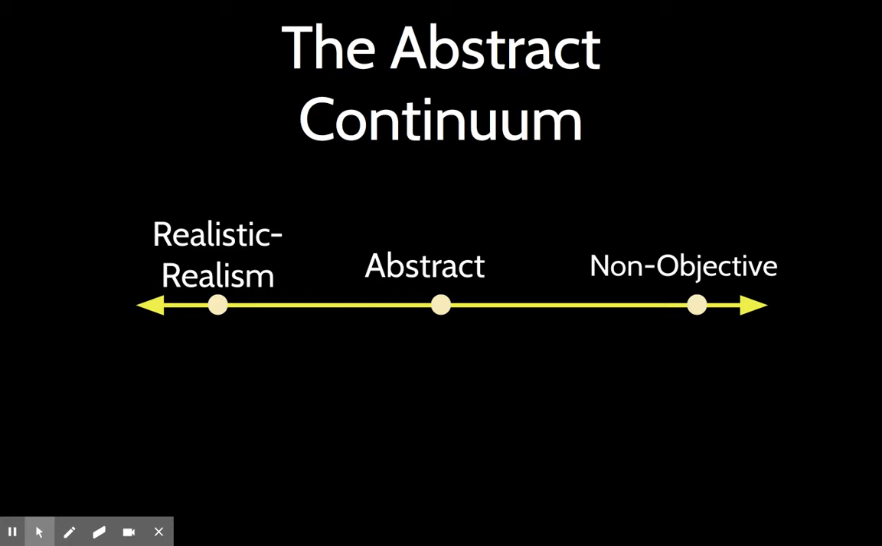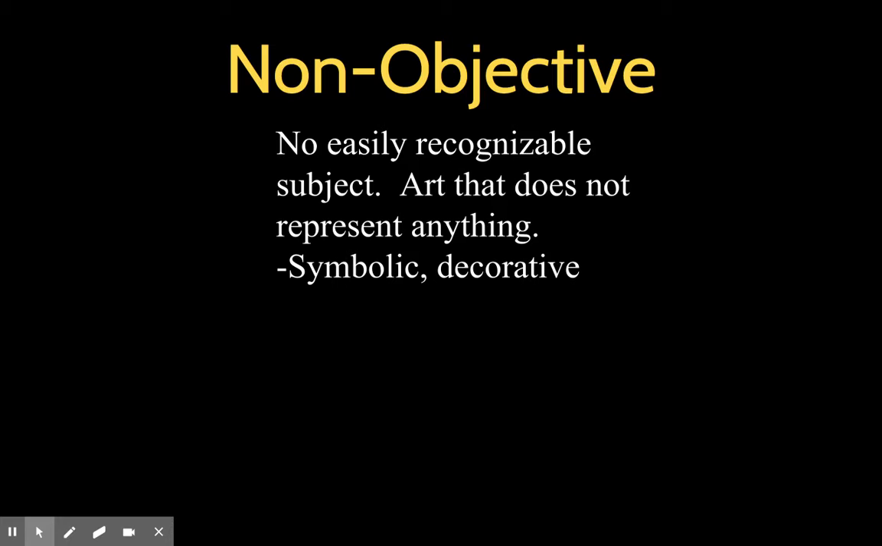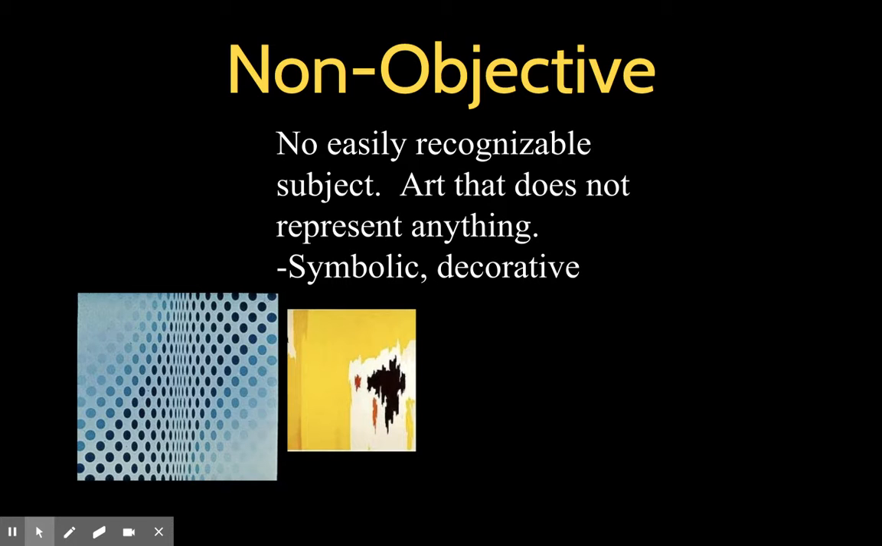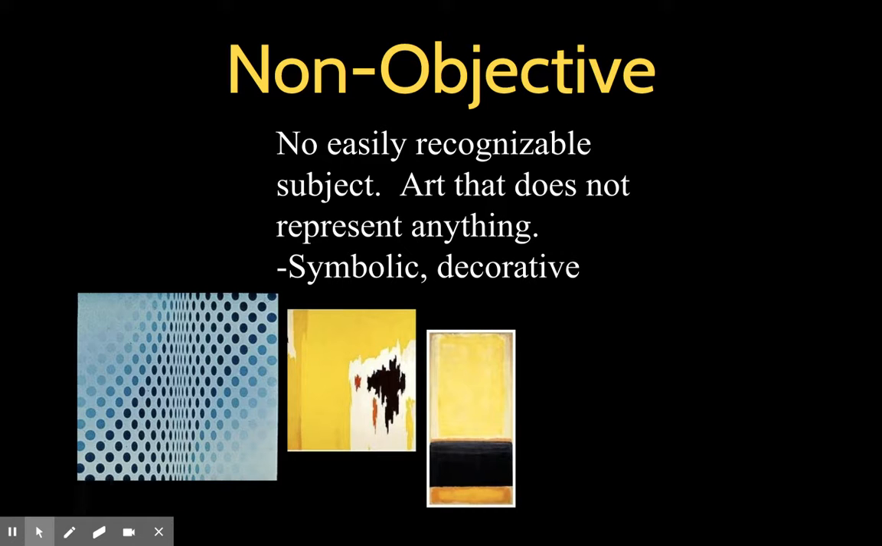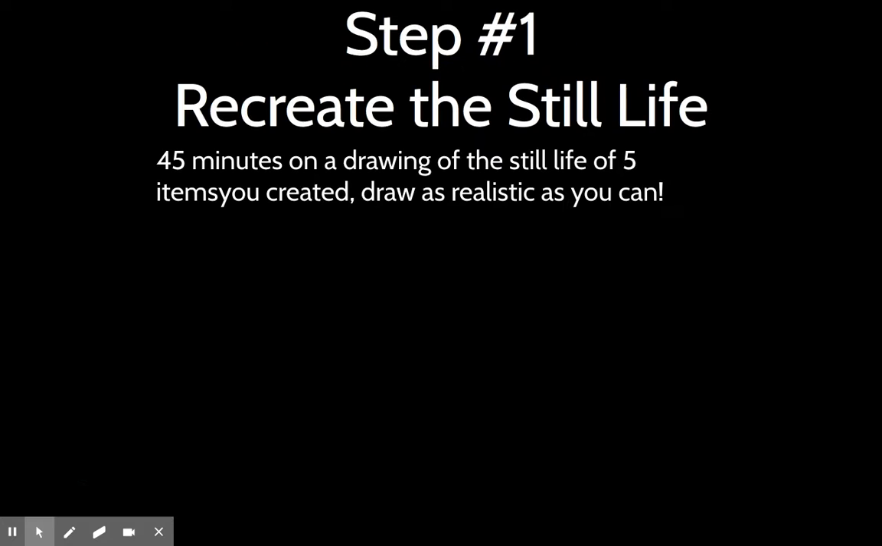Now, lastly, we have non-objective, and sometimes you might hear this as non-representational. This means it has no easily recognizable subject, right? So it's art that does not represent anything. It's more symbolic or decorative. You might see things like op art, and you might see some paintings that are just basically areas of color, right? There's nothing here that we can recognize. There are no objects. There's nothing that represents anything, okay? So that's non-objective. So let's look at our project.